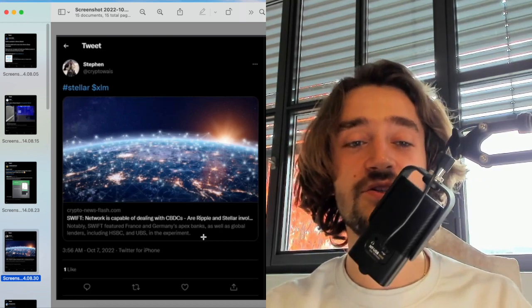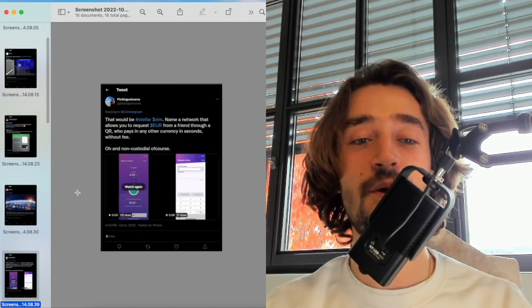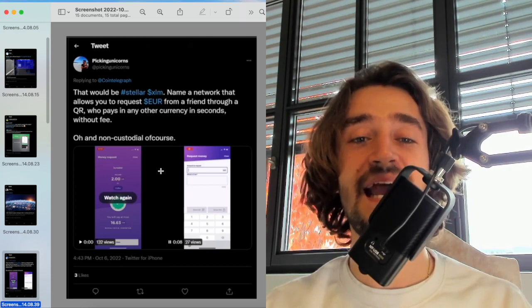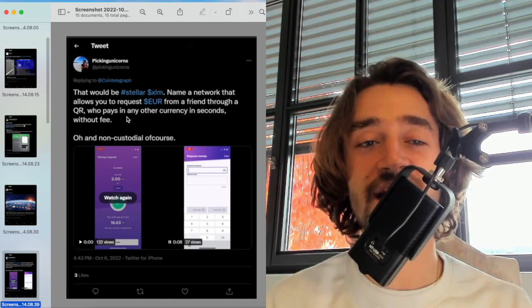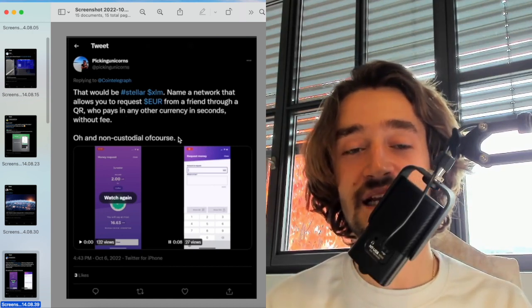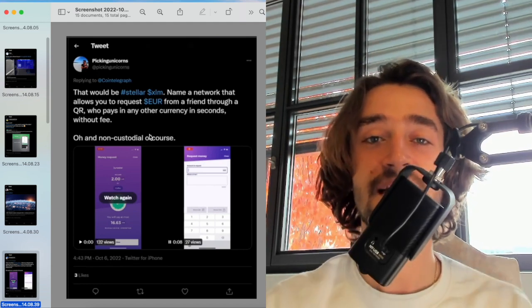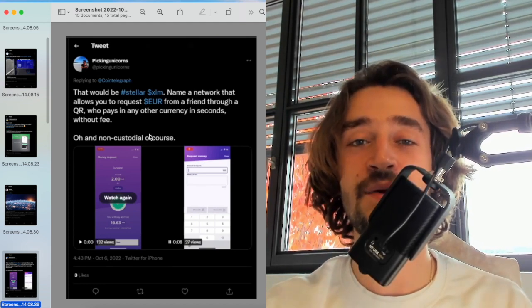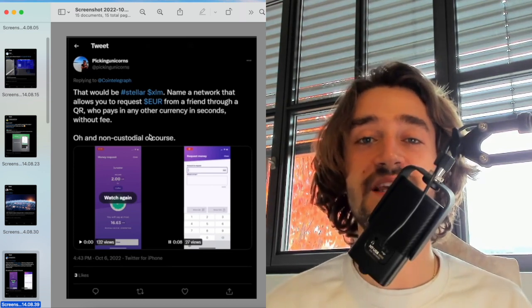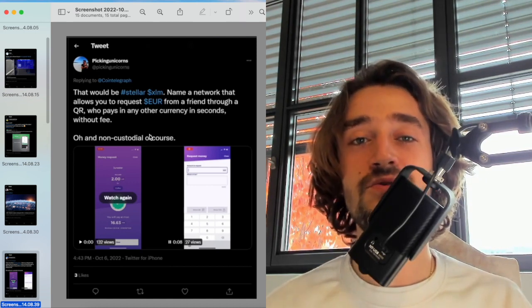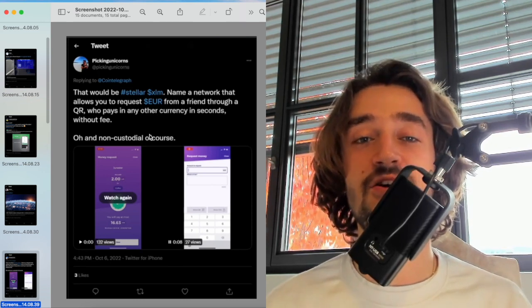Now, another news I want to talk to you about is this one. That would be Stellar XLM, a network that allows you to request euros from a friend through a QR code, who pays in any other currency in seconds without fees. Now this is insane, guys, because if you're looking at it technology wise, the utility is crazy. If you were to ask your grandparents how you can make a payment and the other person receives it in fractions of a second, the solution before was cash, right? But now you're able to do this frictionless online through technologies that Stellar Lumen offers, right?